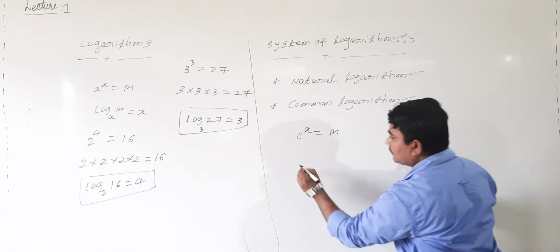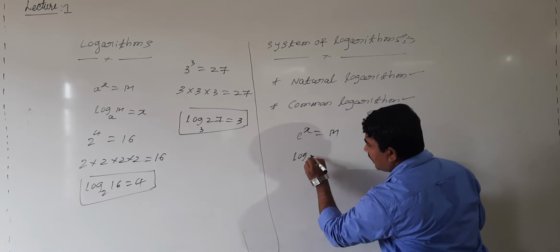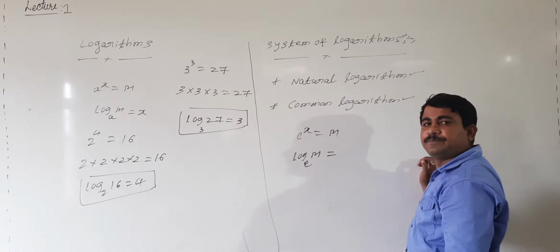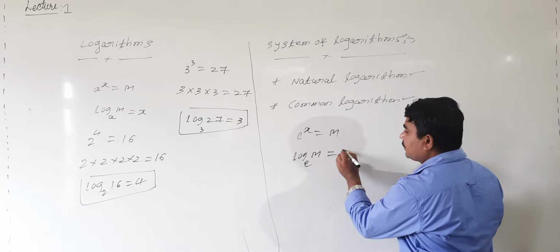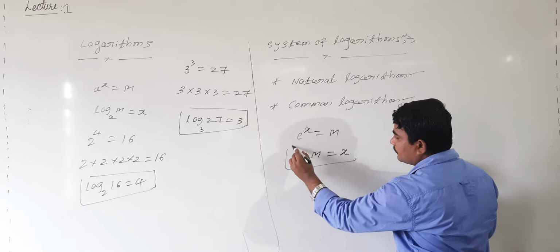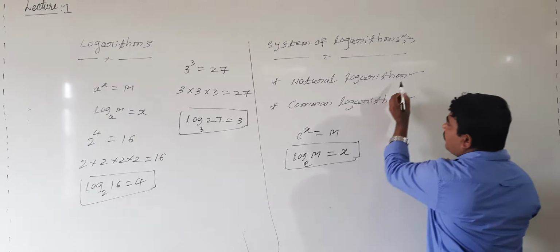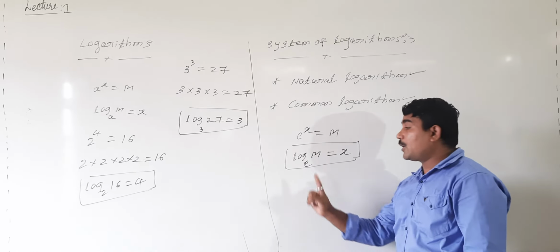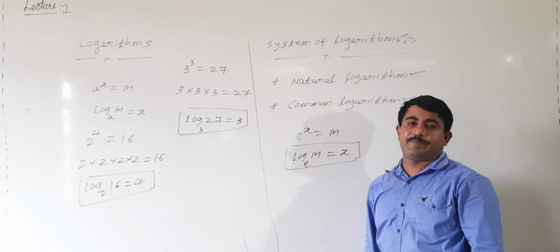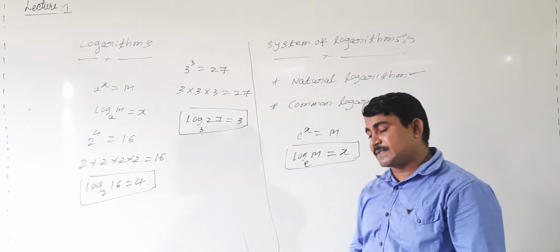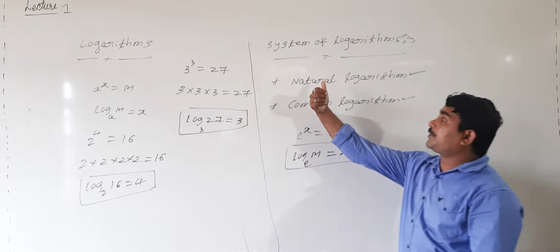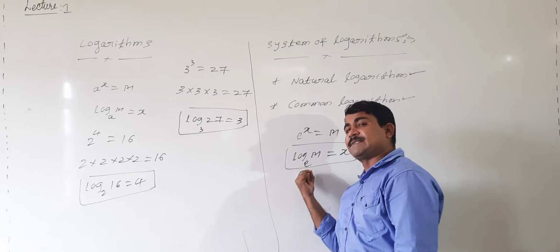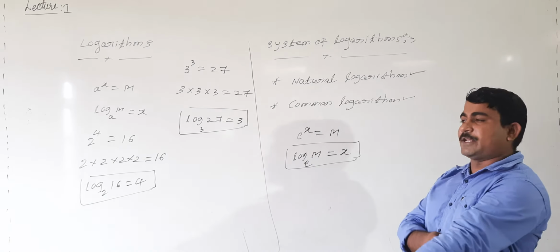How to write this? See here, logarithm of m to the base e equal to how much? That is x. This logarithm, what are we calling? Natural logarithm. Natural means logarithm to the base e. ಯಾವ ಲಘುಗುಣಕದ ಬೇಸ್ e ಆಗಿರ್ತದ ಅದಕ್ಕೆ ನಾವೇನು ಕರಿತೀವಿ? ನ್ಯಾಚುರಲ್ logarithm ಅಂತ ಕರಿತೀವಿ. Logarithm to the base e, that we call natural logarithm.